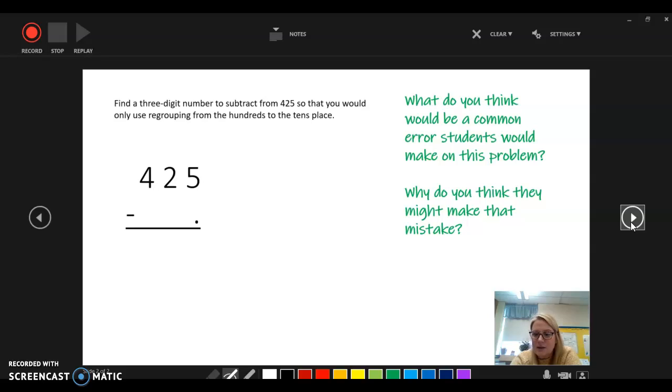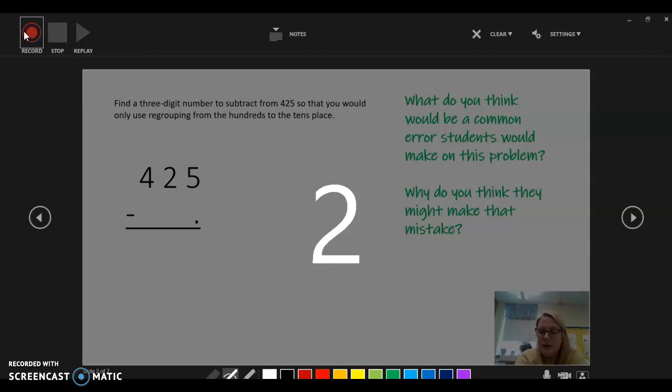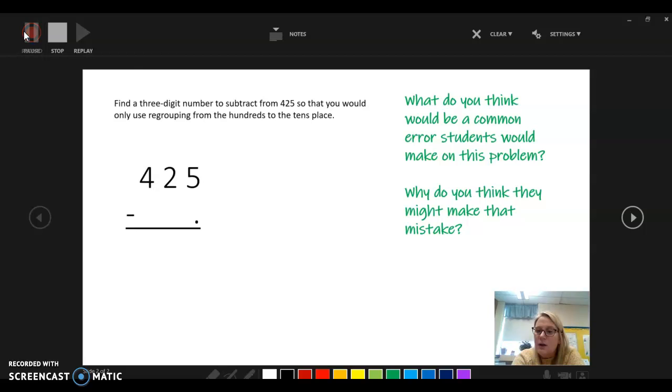So on this slide, you're going to, again, record both you and your partner. We're going to record you guys talking about what do you think a common mistake would be and why. And so you may draw on the screen again. I think a common mistake that students would make is, and they would put their answer down here. And so you're going to record yourself when you're done on the slide. You're going to hit stop, okay?